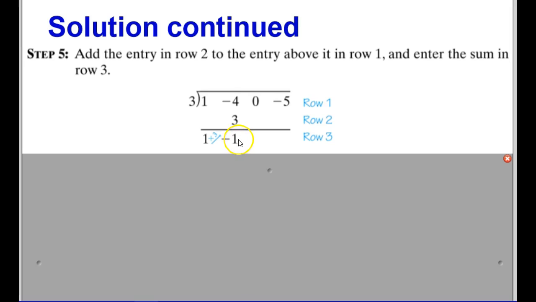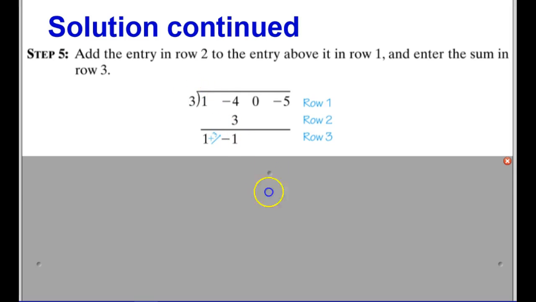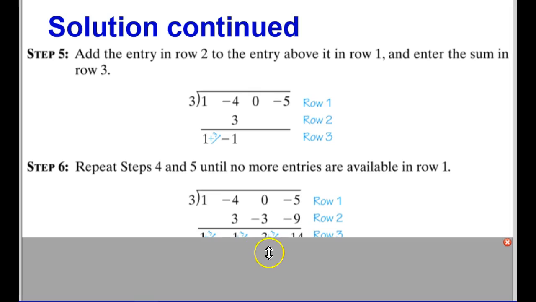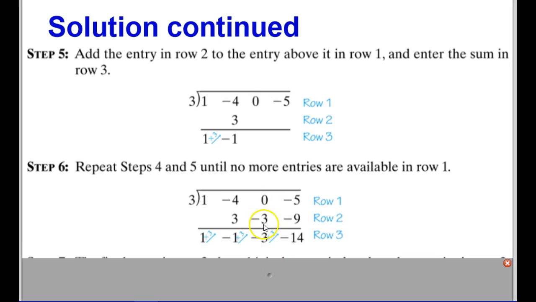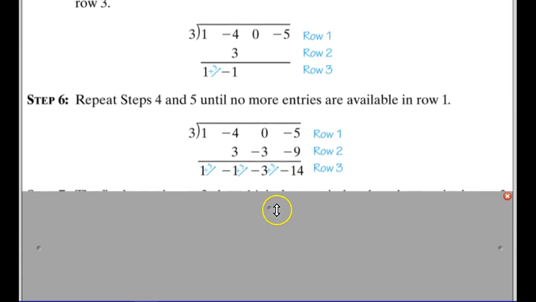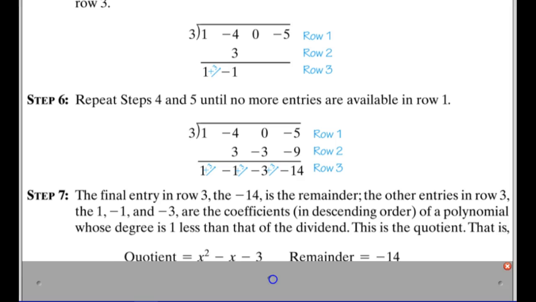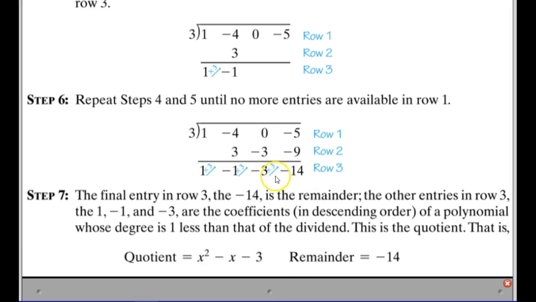Now I'm going to do what I just did again. 3 times -1 is -3. Then I add 0 plus -3, which is -3. 3 times -3 is -9. Then I add -5 plus -9, which is -14. So now I'm out of terms. I've run out of things to do. So I know that the last number, this -14, will be my remainder.